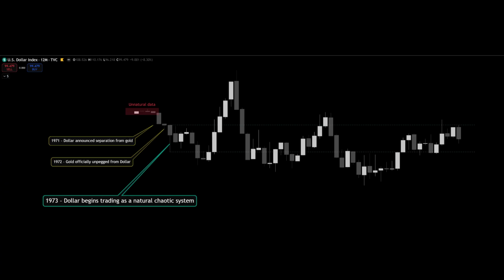Example: before 1973, the US dollar's price data is artificial. It didn't trade freely, so the price movement isn't chaotic or natural. Any asset with synthetic or formula-generated history cannot be used to determine true structural behavior.